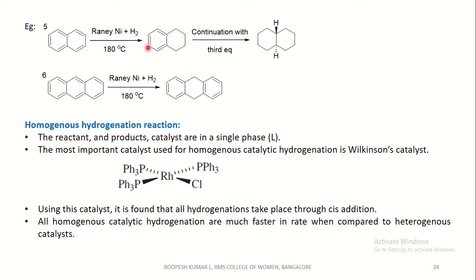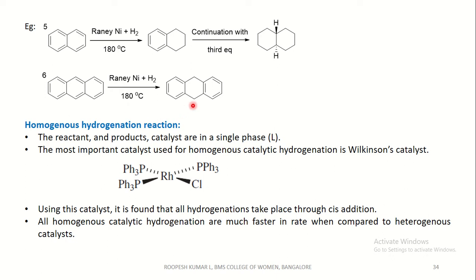Continuing with the third equivalent of hydrogen, we get trans-decalin. That is, one equivalent of hydrogen reduces this double bond. The second equivalent reduces this double bond to form tetralin. On continuing with the third equivalent of hydrogen, all these double bonds get reduced. Coming to the sixth one, there is anthracene. Anthracene reacts with hydrogen in the presence of Raney nickel at 180 degrees Celsius.